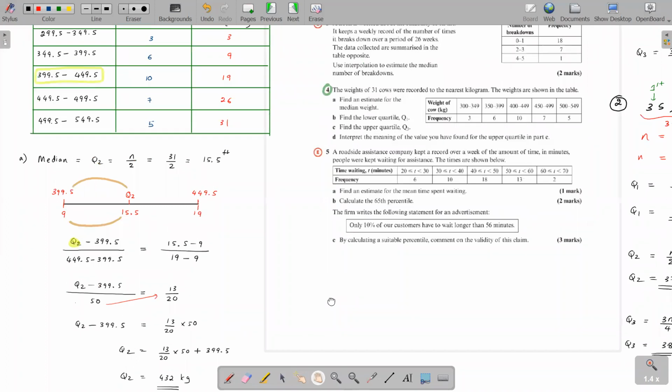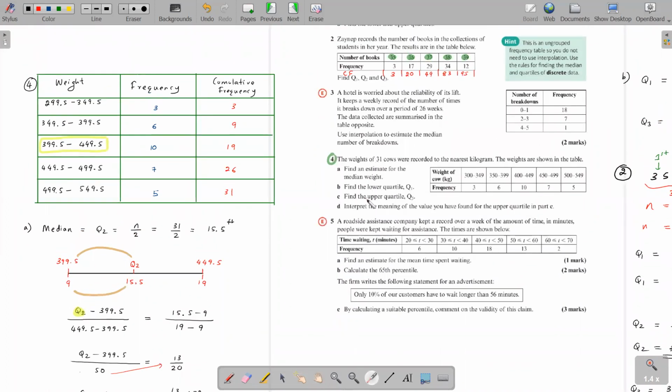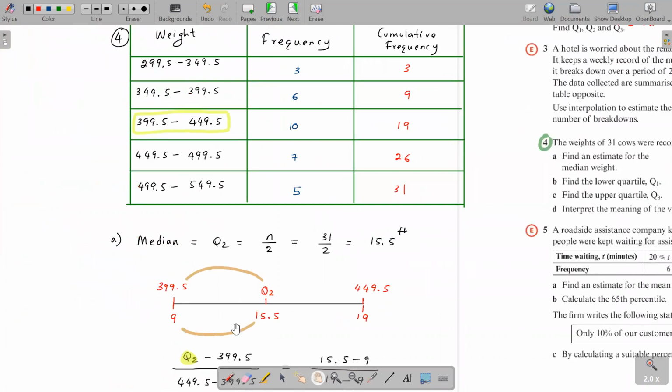Okay, so we'll try a few more. Let's try to practice this. Okay, it needs to be practiced. Part B. They say find the lower quartile Q1. So find the lower quartile Q1. How do we find the lower quartile?